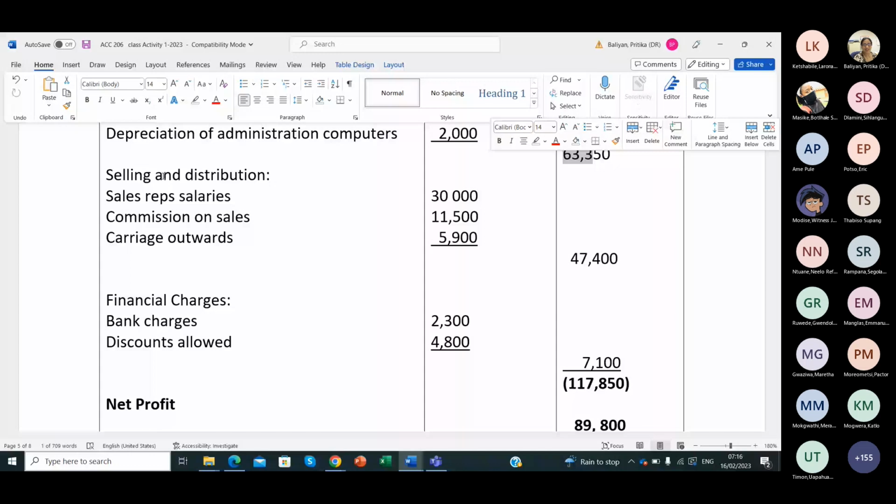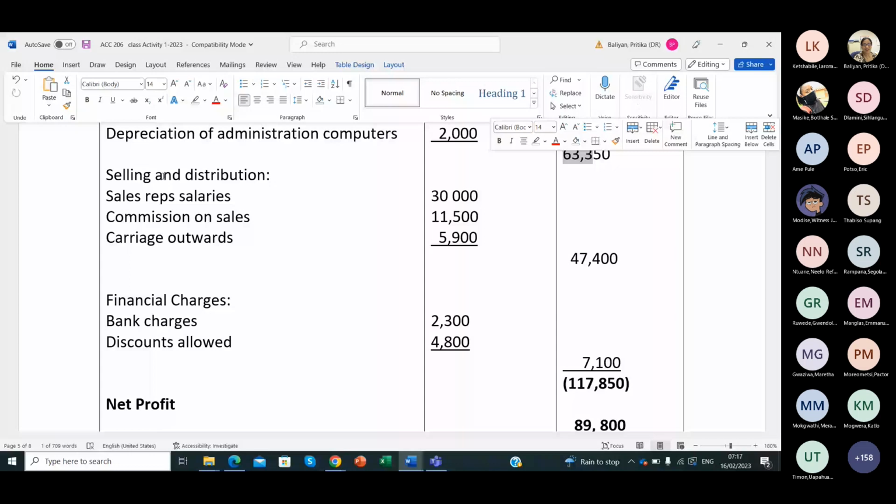Rent is not a selling and distribution expense. Insurance, bank charges, no, they are relevant with the financial charges. Carriage outward. Carriage outward means they paid for transportation to send the goods outside. So carriage outward is also related to the sales of goods. So carriage outward, which is given in the question, 5,900.